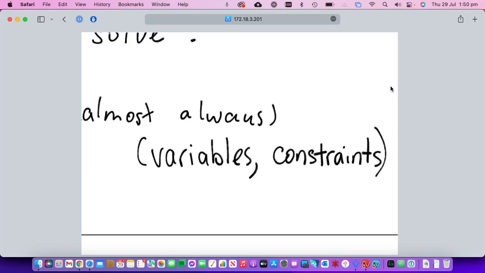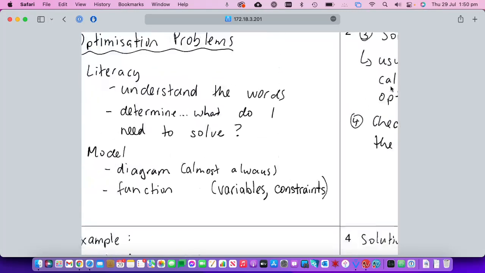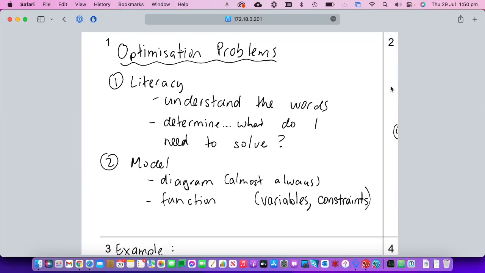Variables and constraints. Okay? So the function will be created by considering variables, the things that you don't know or will need to figure out, and the constraints. The constraints are the restrictions, often given as numbers or some sort of fact, which means that it's constrained.